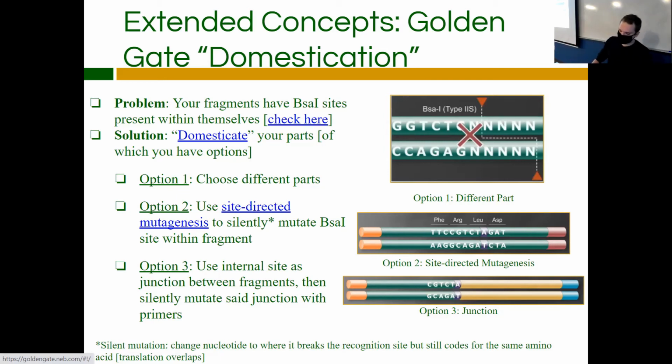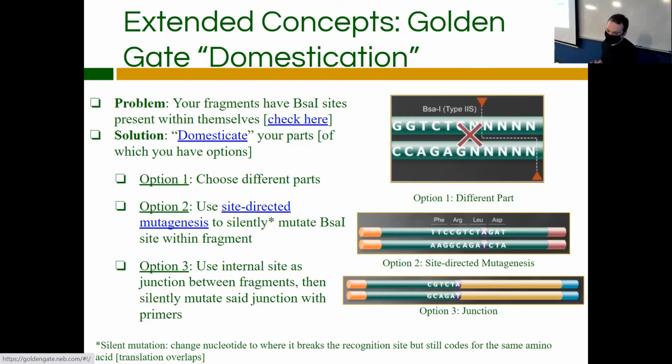So you really have, at least that I came up with, 3 options to fix this problem, which is called domesticating your fragments so they can be used for Golden Gate assembly. The first option is just to choose different parts, and that is definitely one of the easiest of these three options, but it solves it quite easily, right? Because if it doesn't have the BSA1 site in it, it's going to work perfectly.